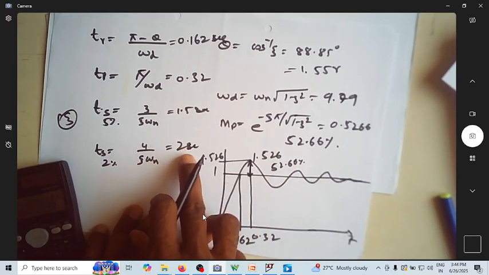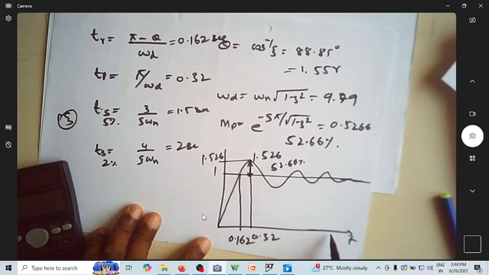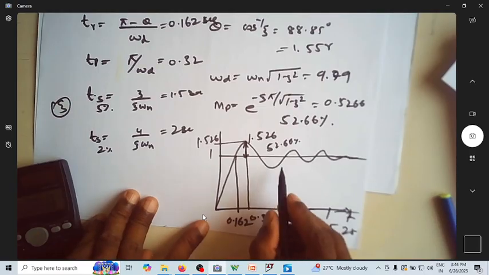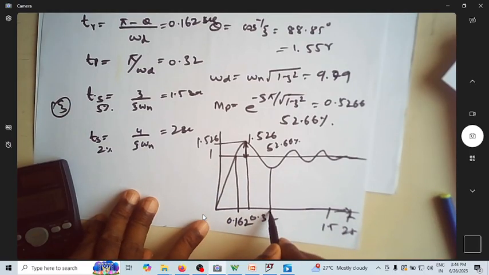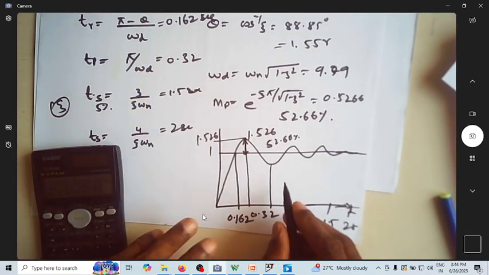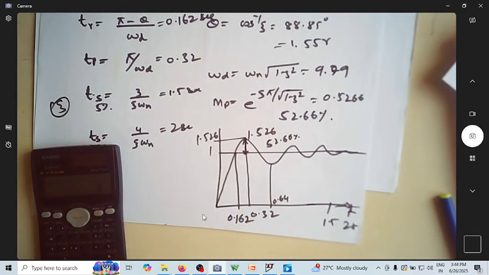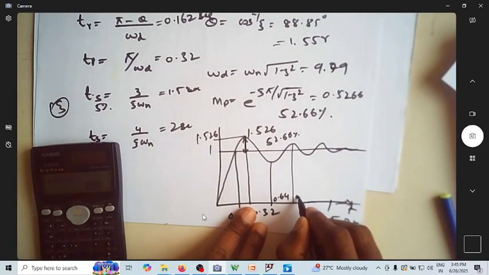Of course, it will settle down within the 5% tolerance band at 1.5 second. It will take 2 seconds to settle within 2%. If you want to know what this is, you had this one, no? So this will become 0.64. And if you want to know this, it is 0.32 into 3, so that will become 0.96.